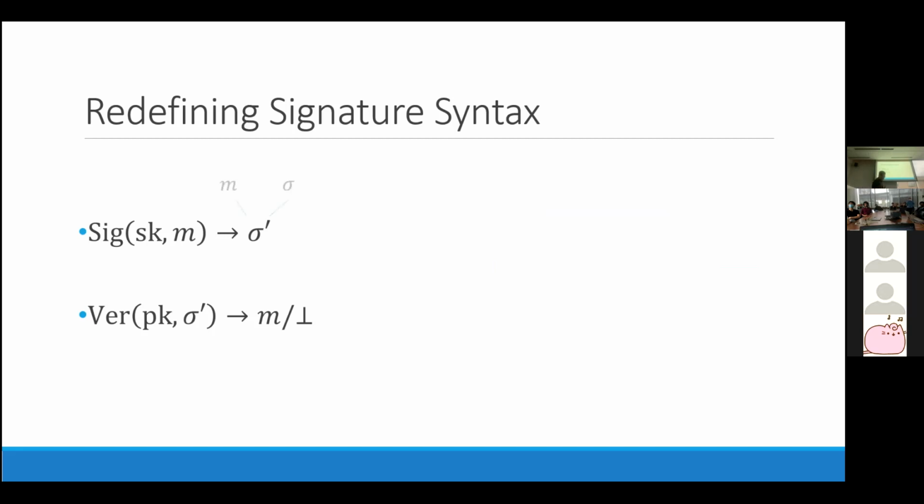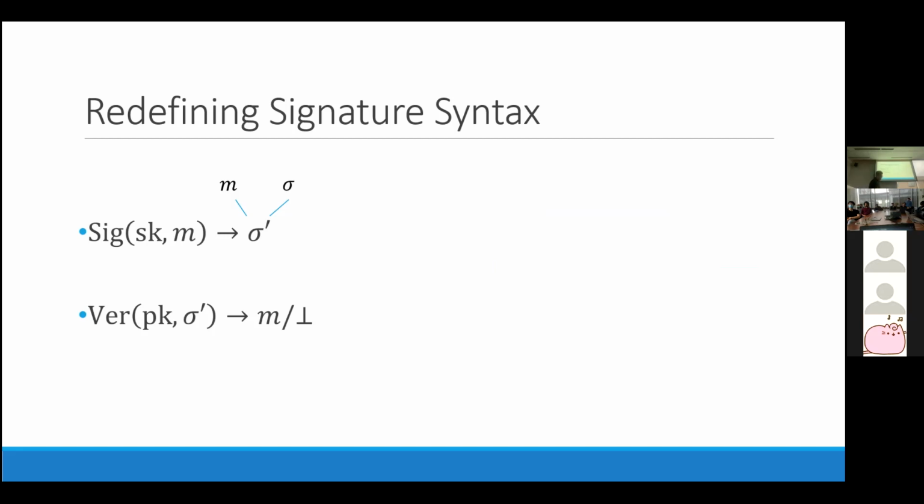Notice that this just captures the original signature syntax. All you need to do is define sigma prime to consist of the original message concatenated with the signature. So this syntax just captures the traditional signature syntax. But here, sigma prime can be just the message concatenated with sigma, or they can be encoded in some more clever way. Does that make sense?